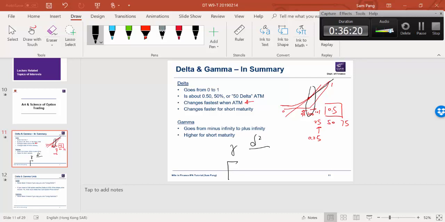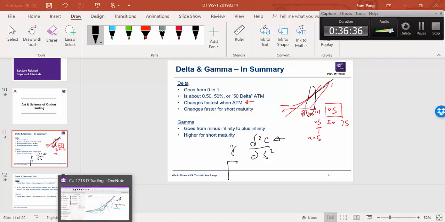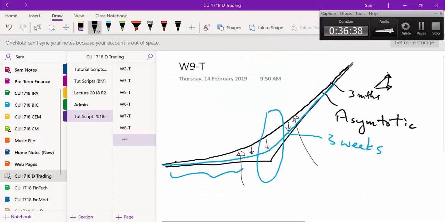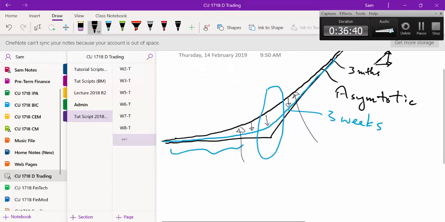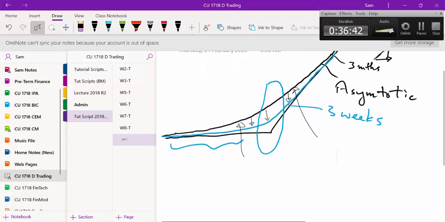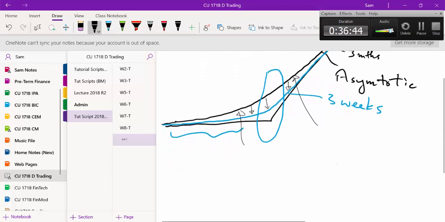Let's just take the call option, okay? So it's the second derivative of the price change, and gamma, you can understand that in a number of ways, okay? The first way to understand it is what I just told you. Okay, I'm going to write it like this.